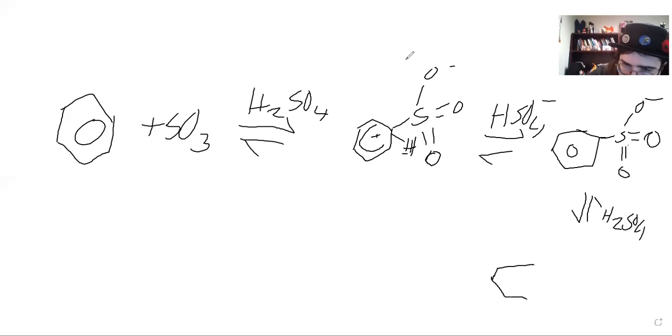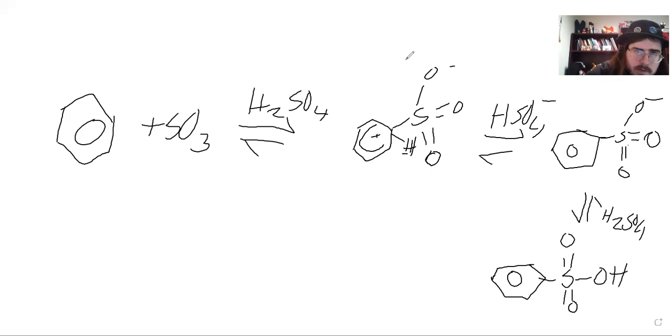So our ending product is the benzene sulfonic acid. Now, this is useful. This is actually a pretty good protecting group because while this is good to add, it is easy enough to get off.